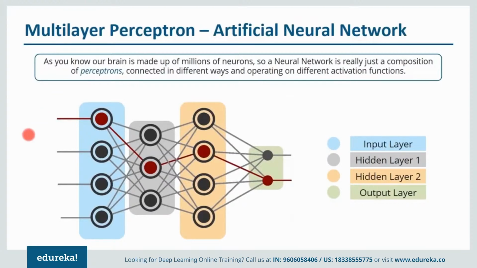So let me explain what is actually happening here. You provide some input to the first layer, which is nothing but your input layer. You provide inputs to these neurons. All right.